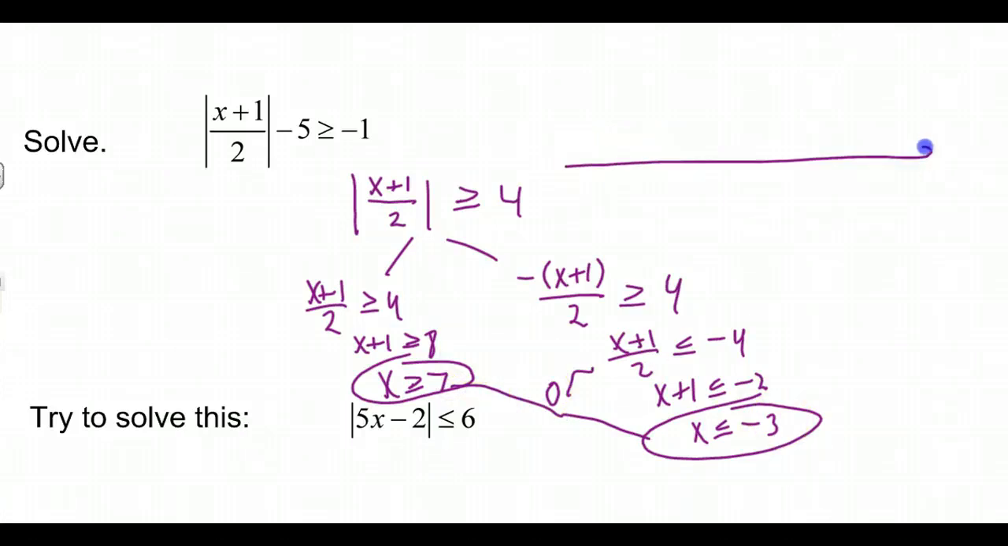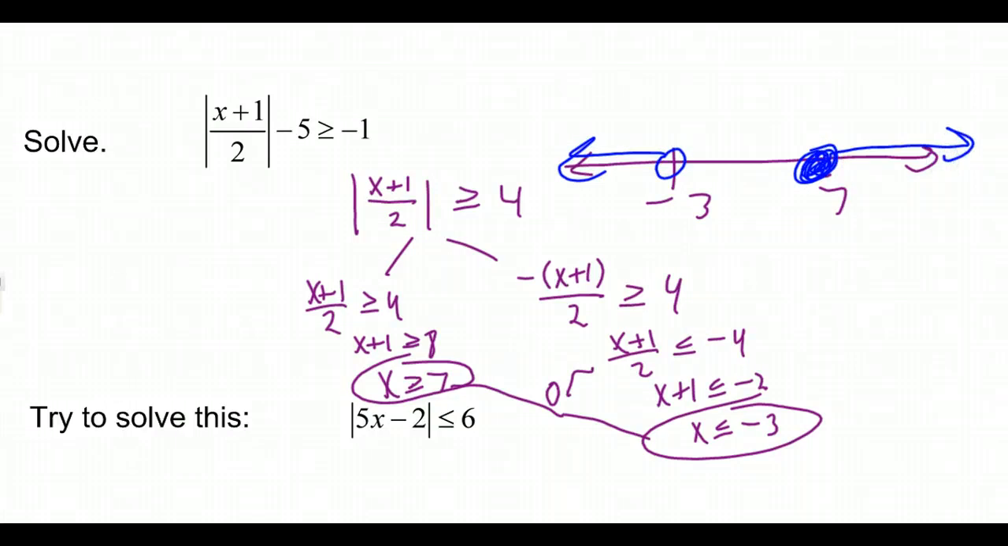If we saw a number line of that, it might look something like this at 7 and at negative 3. And it might be like, let's see, less than that, and greater than or equal to this, so there'll be a closed circle and going to the right. And there's your graph of that.